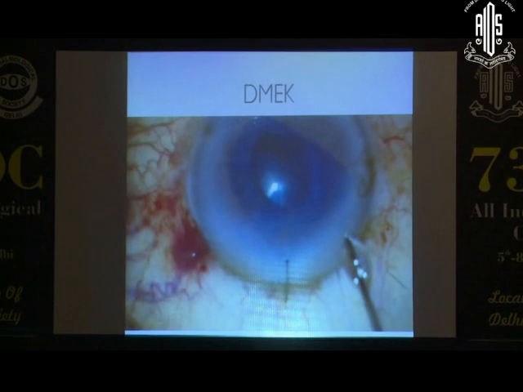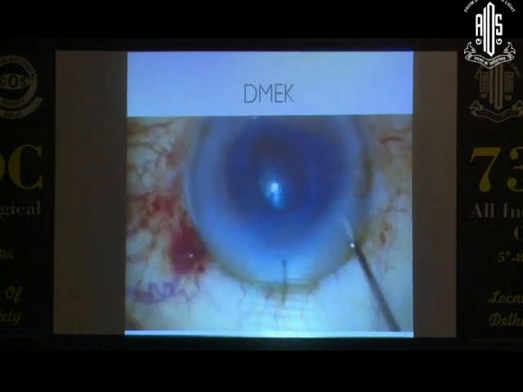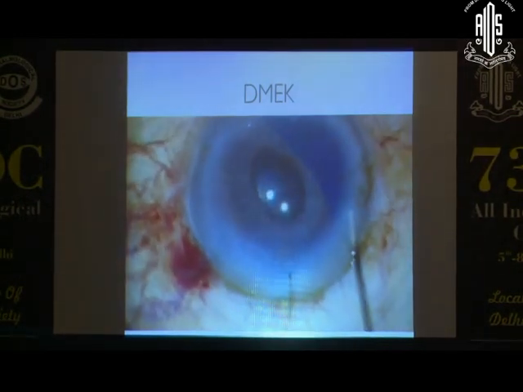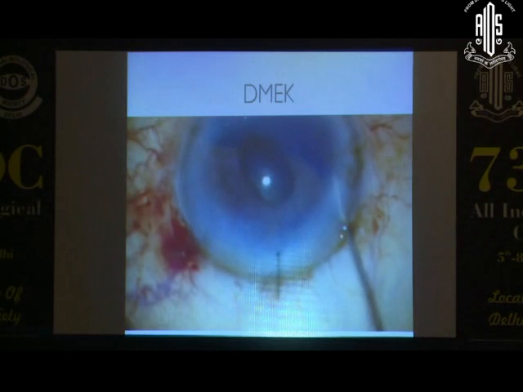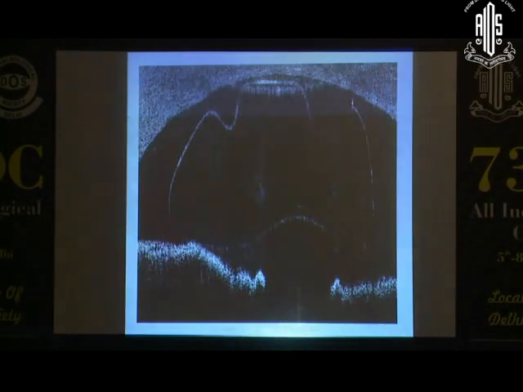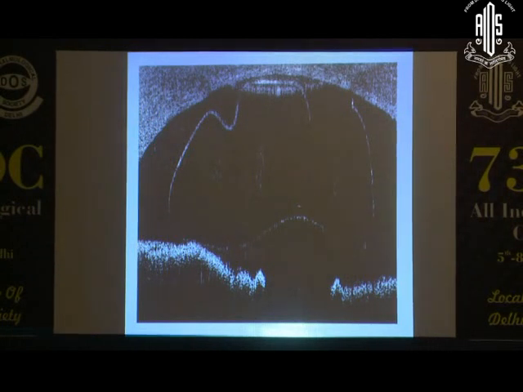Here is what we did. Here we kept injecting fluid so that we could flip this over. And once we could flip this over, we kept moving it around to see if we get the roll in the correct orientation. We kept doing the OCT to see if we had the roll in the correct orientation. And finally, we got an OCT where we saw that the endothelial roll was in the correct orientation.